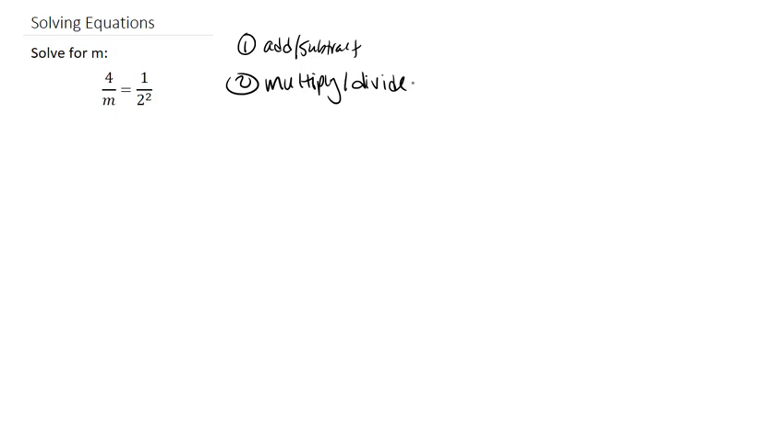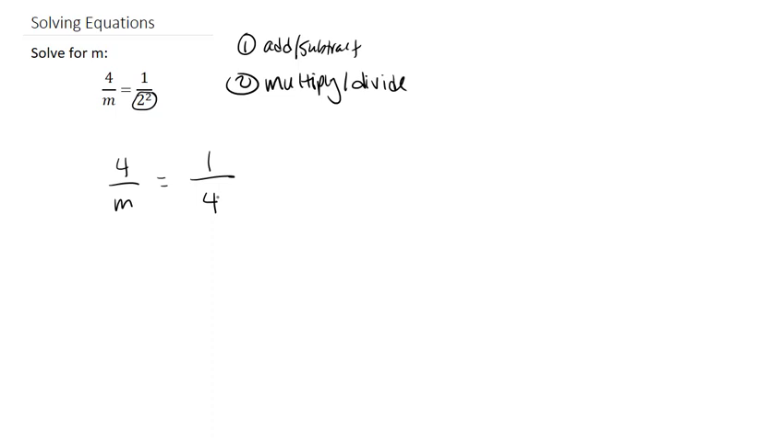But when we look at our equation, we can see that we actually don't have any addition or subtraction to do at this current moment. So what we're first going to deal with then is this exponent. So let's go ahead and rewrite this all. So we have 4 over m, which is equal to 1 over 2 raised to the second power. So 2 times 2 is equal to 4.